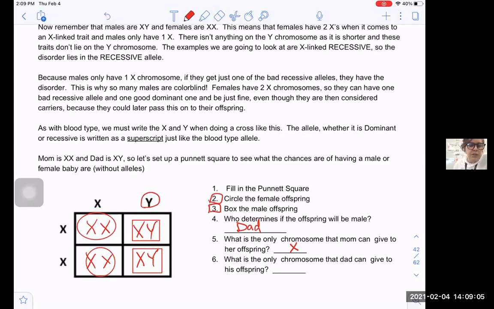And there's a typo in question number 6, because there's not only one chromosome that dad can give. What are the chromosomes that dad can give to his offspring? He can give X or Y. This is going to become more important when we start talking about pedigrees, because anytime a male has a son, he gives his Y to his son. He gives his X to his daughter and his Y to his son. And when we start talking about X-linked traits and disorders, you have to realize that dad gives his sons the Y always, and he gives his daughters his X.